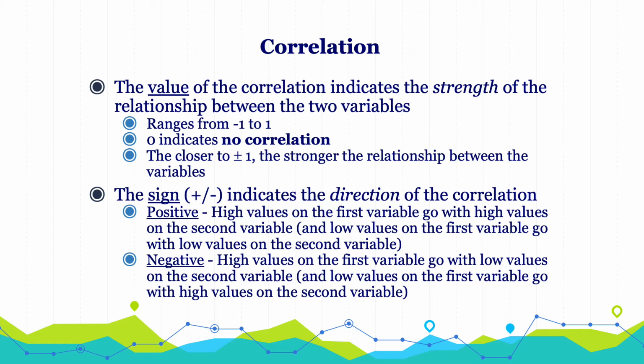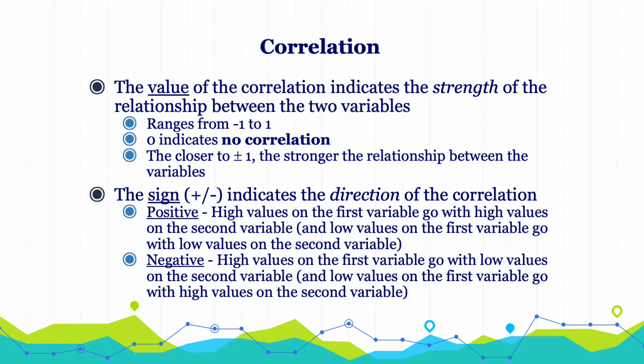When you're talking about the direction of the correlation, you're just looking at the sign. So is it a positive 0.76 or is it a negative 0.76? A positive correlation means that high values on the first variable go with high values on the second variable, and consequently low values go with low values. This is when we were talking about the amount of sleep that you get and your exam scores. So as sleep goes up, exam scores should go up, right? So high values on sleep go with high values on exam scores.